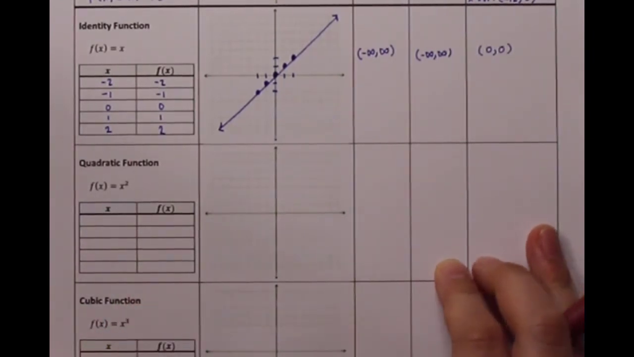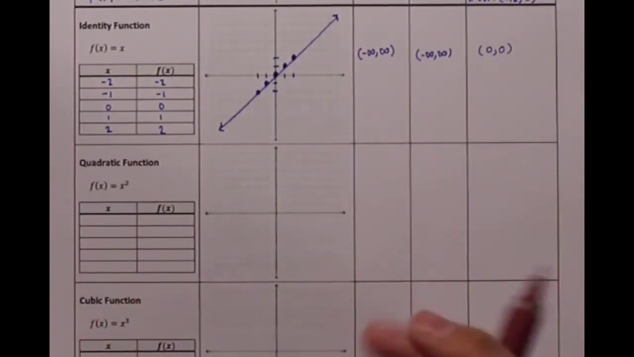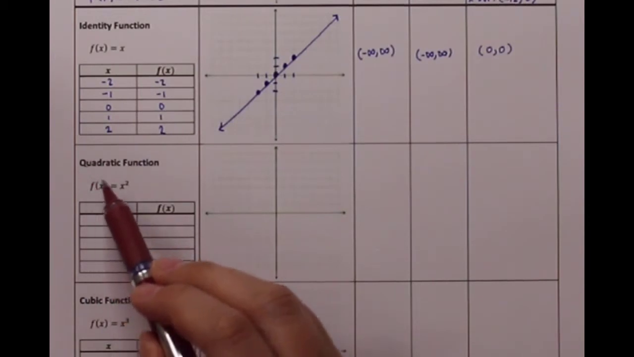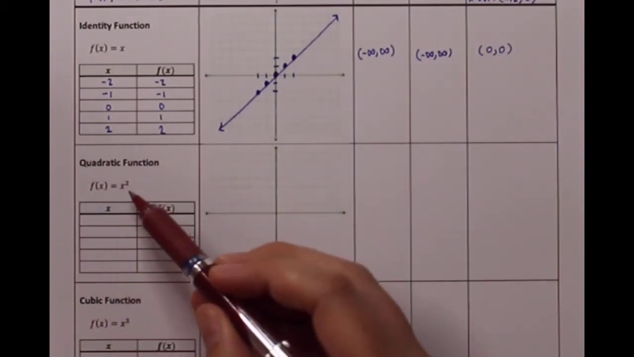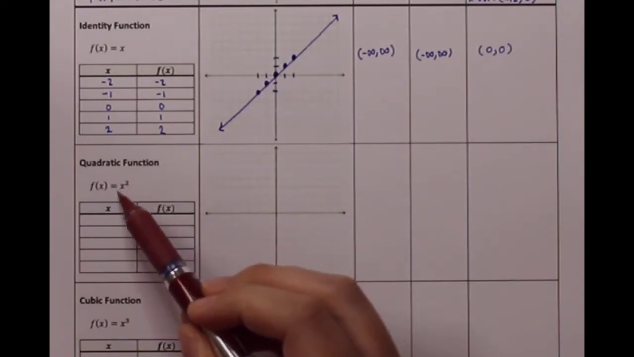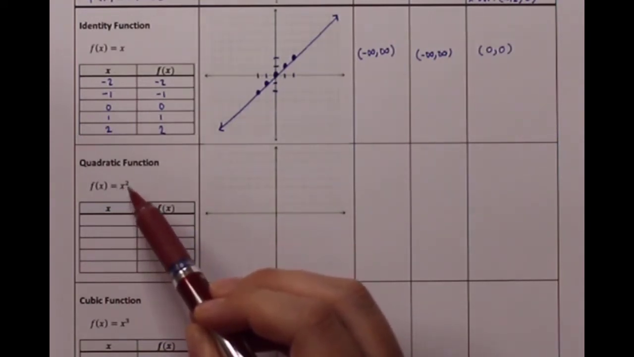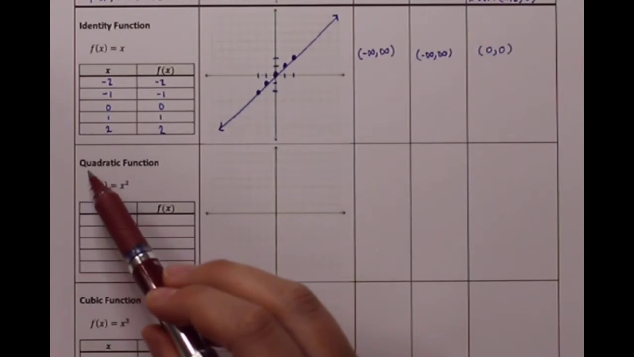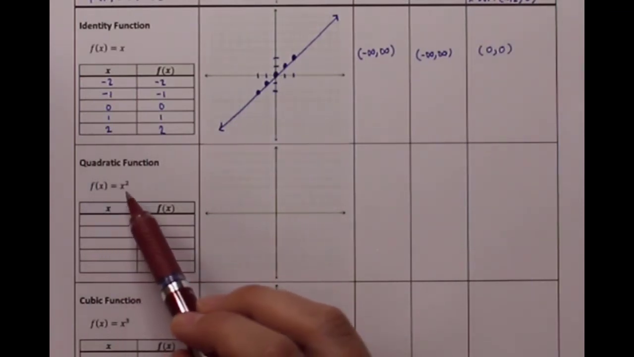Alright, let's go down to quadratic functions. So when you hear the word quadratic, it means that there's an exponent of 2 on x. So the highest power on your variable is the second power. That's the quadratic function. So f of x equals x squared.